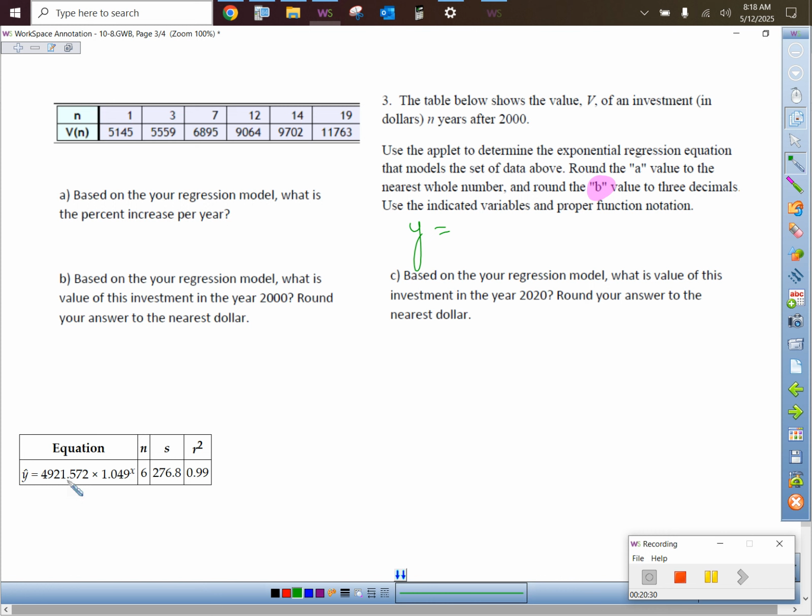So 4,922. I'm going to use parentheses, 1.049 to the x, right? To the x. That didn't show up very well because I wrote it too high. So let's put it up here, to the x. That is an exponential growth because that base is bigger than 1.